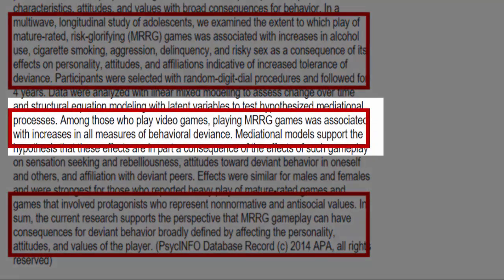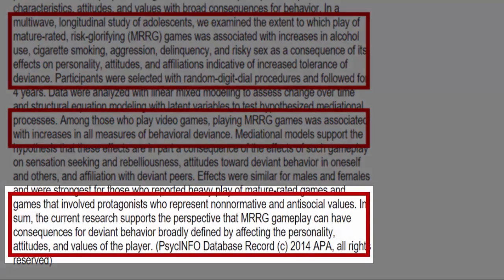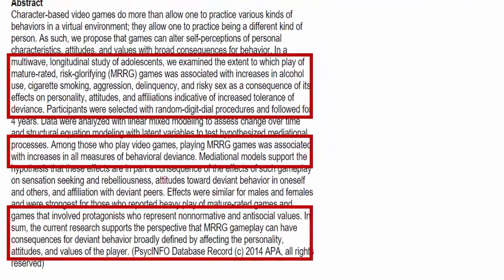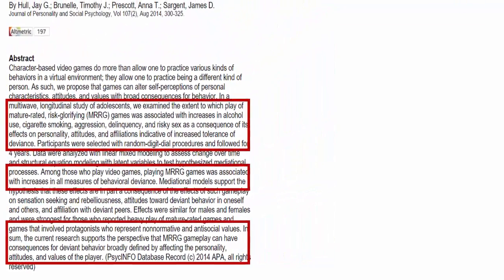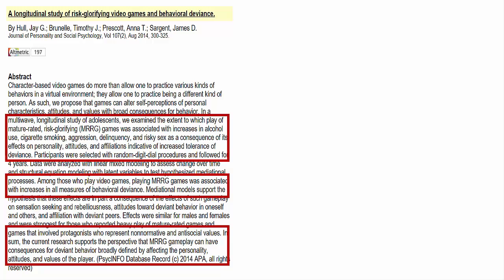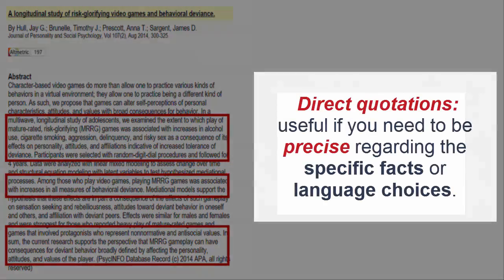They look at the results. Among those who play these video games, it was associated with increases in all measures of behavioral deviance. And so when we get to the conclusions, the research supports the perspective that MMORG gameplay can have consequences for deviant behavior, broadly defined, etc., etc. So there's lots of information in the source, and you're going to be pulling information from the source to present in your speech. Now, does that mean you need to provide direct quotations from the source in order to support your points? Very possibly, especially if the wording is important or it's presented in a really clear way that helps you get the point across.